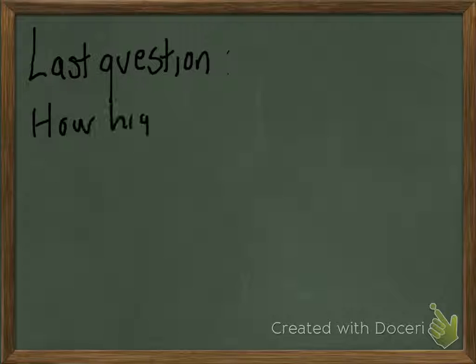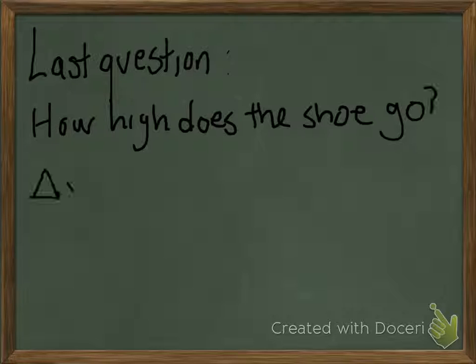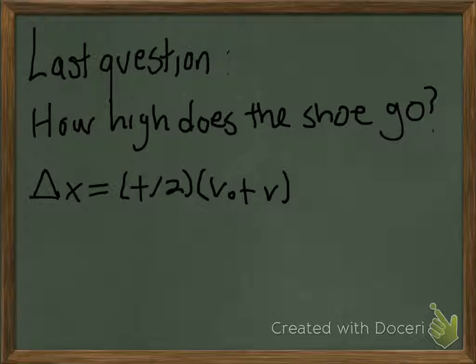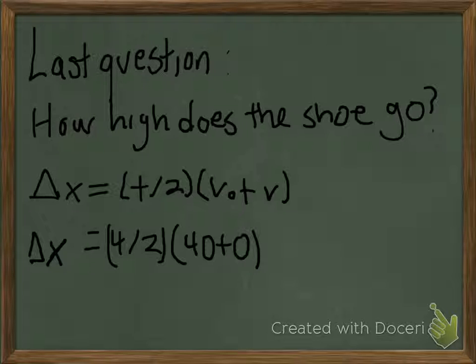Finally, the last question is, how high does the shoe go? For this one, we're going to have to use a different equation. So we're going to use the displacement of x equals t divided by 2 times v naught plus v. Here we just plug in all the information we know, and we just solve it out, and it equals 80.